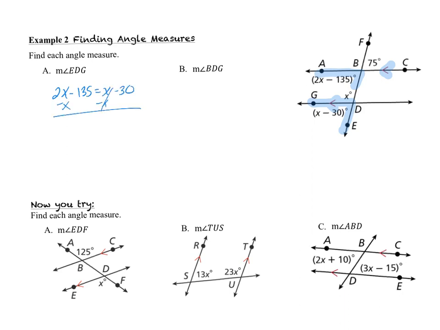Subtract x, we end up with x minus 135 is equal to negative 30. Add 135, we end up with 105. So the measure of angle EDG is equal to 105 degrees.